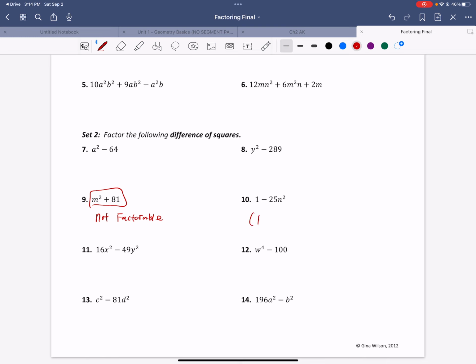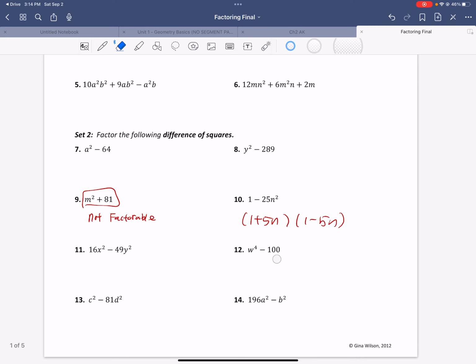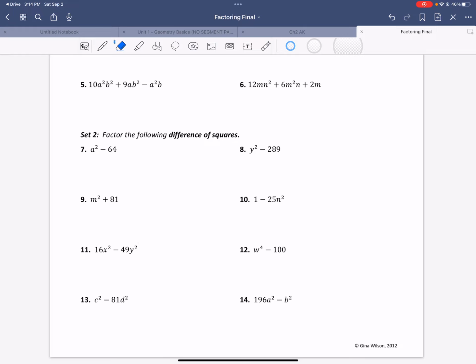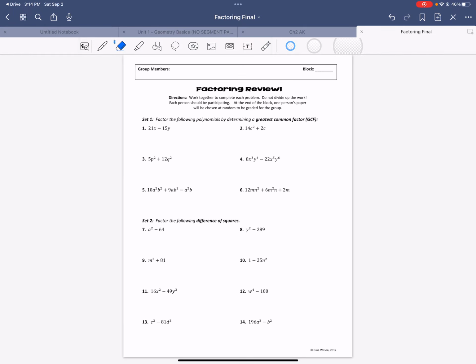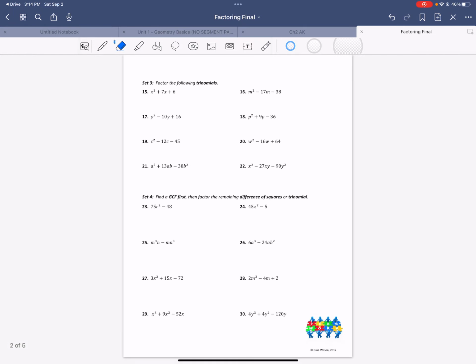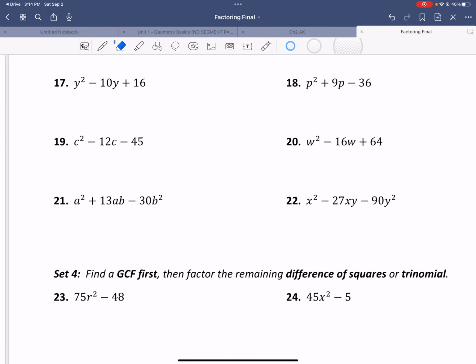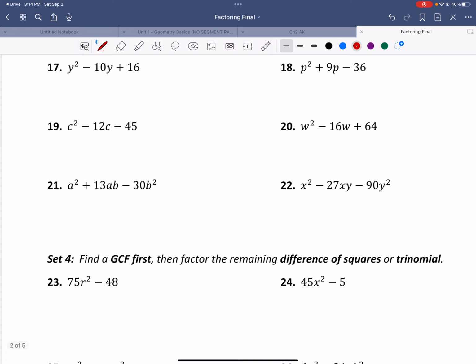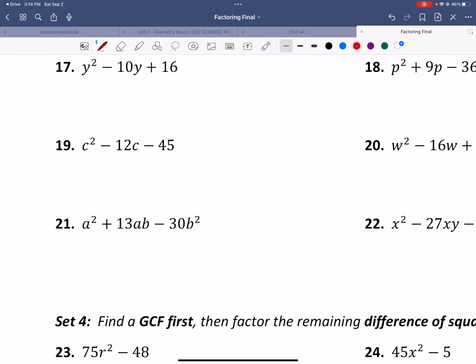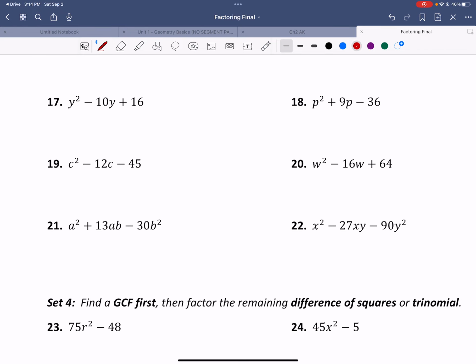Just this one, like 1 plus 5n and 1 minus 5n. If you can do all these things by yourself, you should be good. All right, so if you have any question, just let me know later. I will probably go over this one, but I think you should be good. Factoring trinomials, I don't think I will have to go over this. Yeah, let me go over this one, the 19 and 21, so that you can do 22, okay?